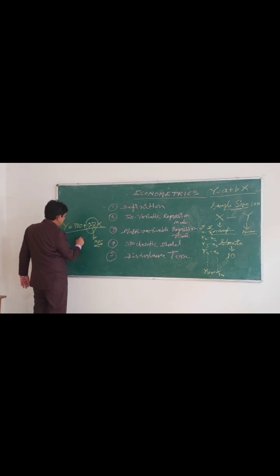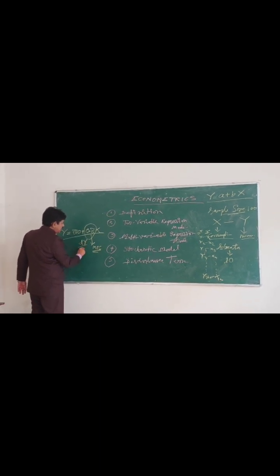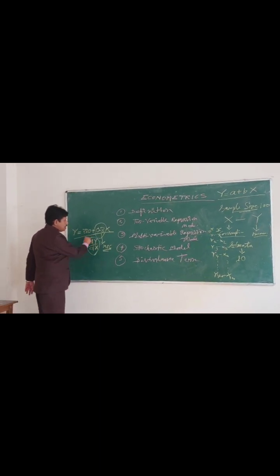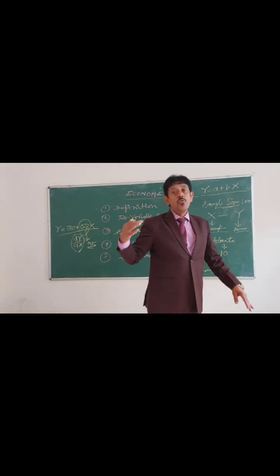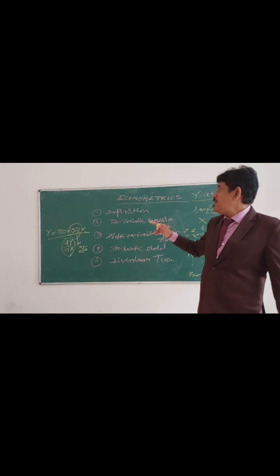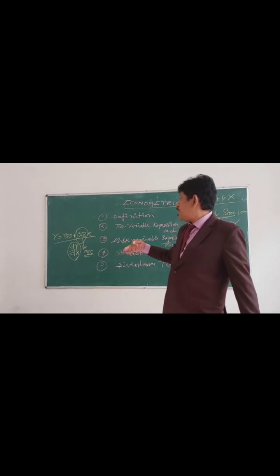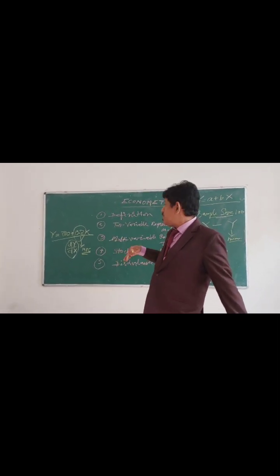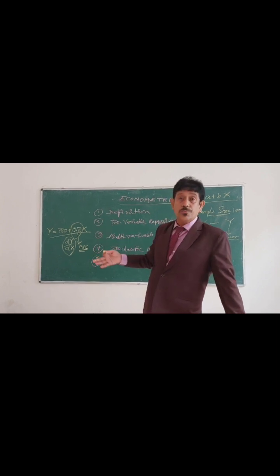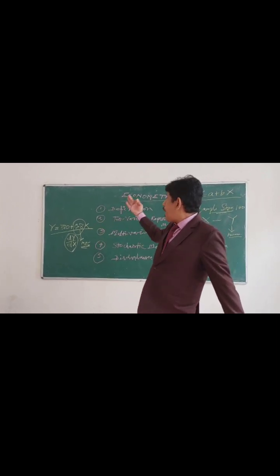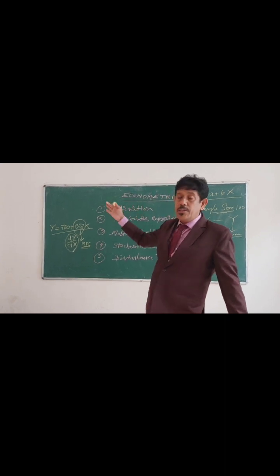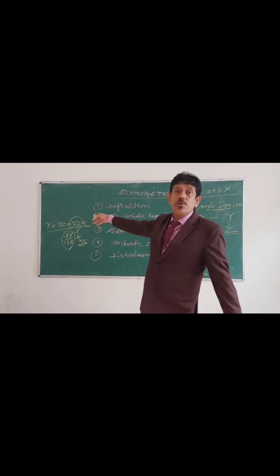In mathematical context, it is dy by dx, the differentiation of y with respect to x. And in economic perspective, it is referred to as marginal propensity to consume. So 0.8, what is the implication? That when x increases by 1 unit, y will increase by 0.8.